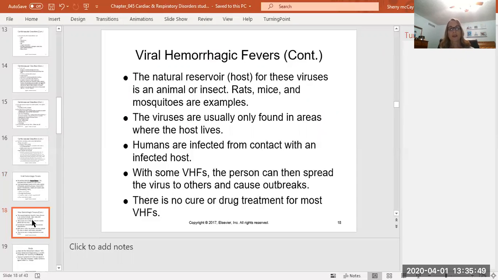The natural reservoir or the host for these viruses is an animal or an insect. Things like rats, mice, mosquitoes are examples. The viruses are usually only found in areas where the host lives. Humans are infected from contact with the infected host. With some VHFs, the person can then spread the virus to others and cause an outbreak. There is no cure or drug treatment for most.